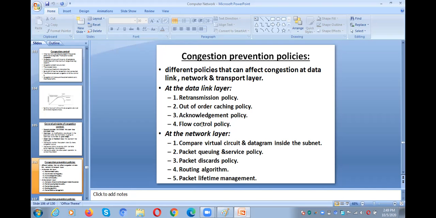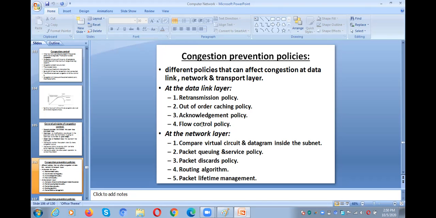And the next, packet queuing and service policy, right? Whenever there are incoming packets, the router has to maintain them in the routing buffer. Each and every router has to maintain a queue. So whenever incoming packets come to the router, keep those incoming packets in the router queue. When there is no congestion, the router will take the packets from the queue and forward them to the next router, and to the destination via other routers. Did you get my point?